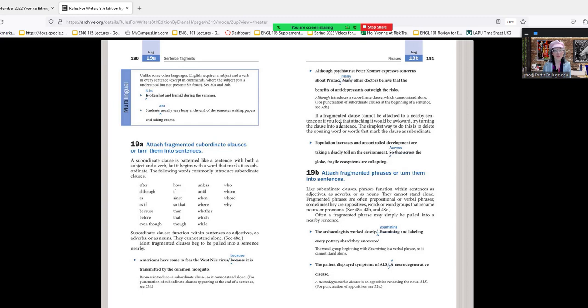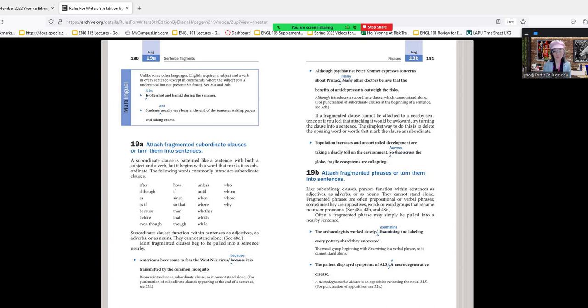If a fragmented clause cannot be attached to a nearby sentence, or you feel that attaching it would be awkward, try turning the clause into a sentence. The simplest way to do this is to delete the opening word or words that mark the clause as subordinate. Population increases and uncontrolled development are taking a deadly toll on the environment. Across the globe, fragile ecosystems are collapsing.